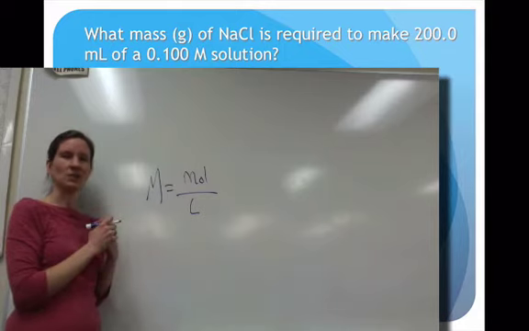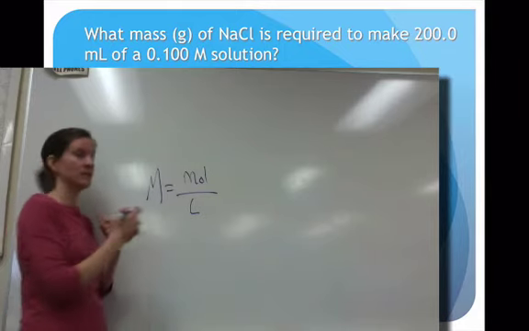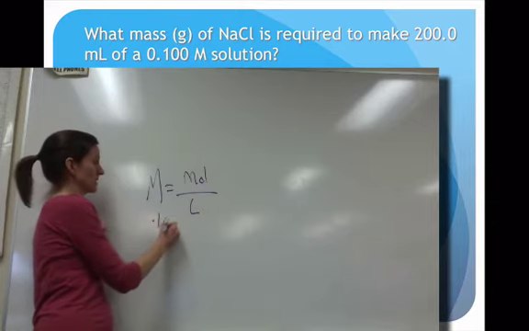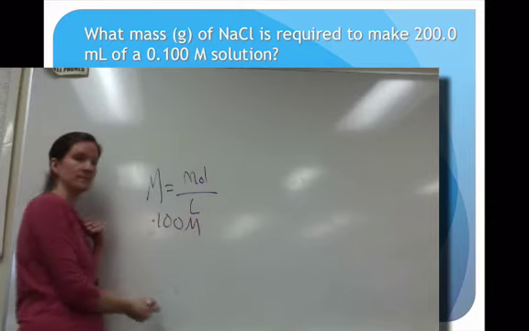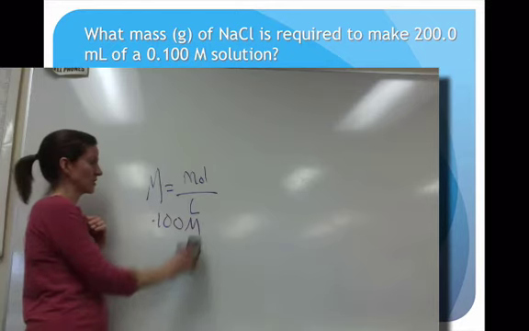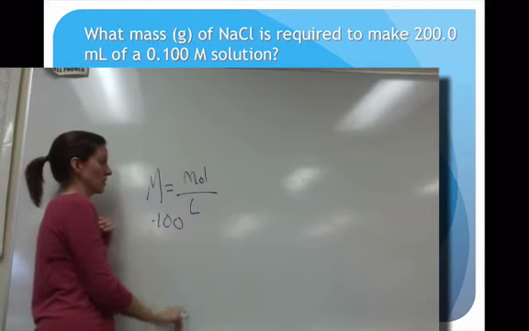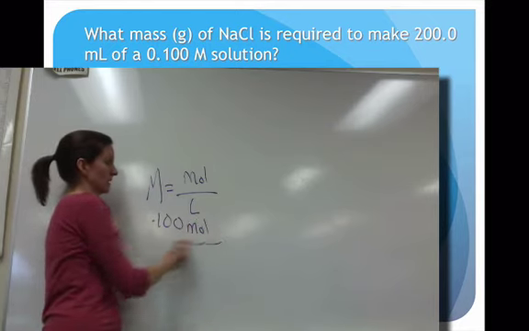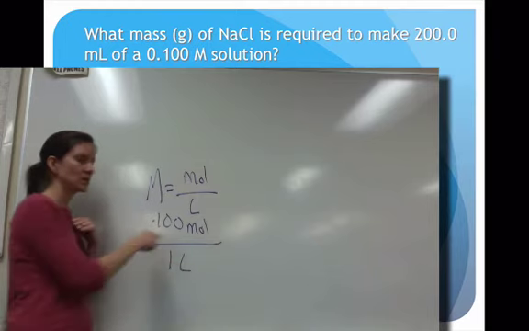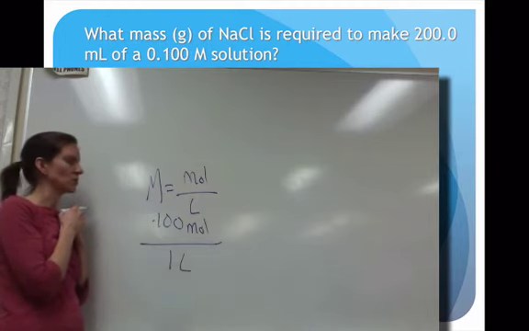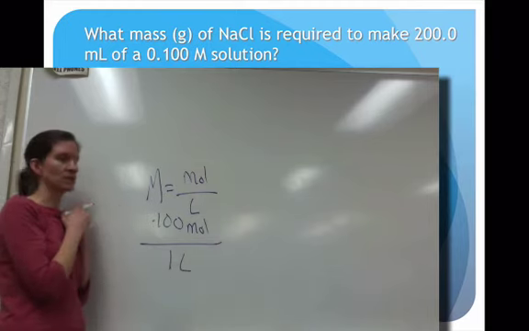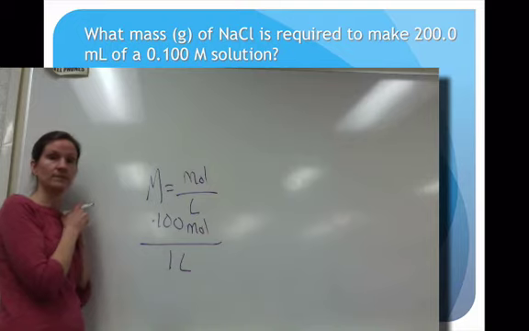You can also always use concentration as a conversion factor if you want. So that 0.100 big M is actually 0.100 moles in 1 liter. So that's a conversion factor that actually allows you to convert from moles to liters or liters to moles.